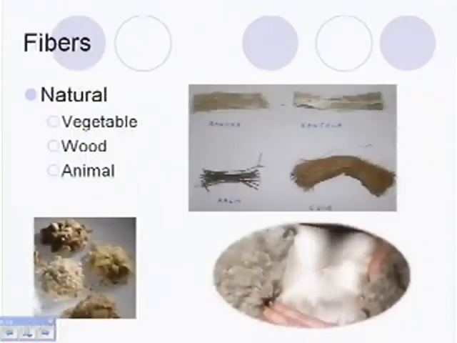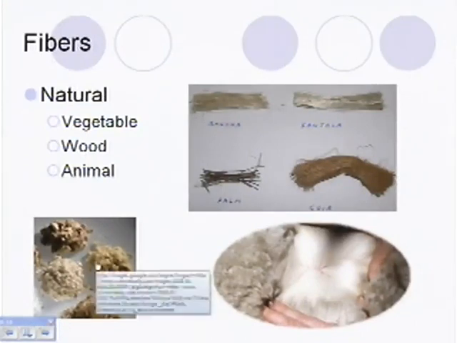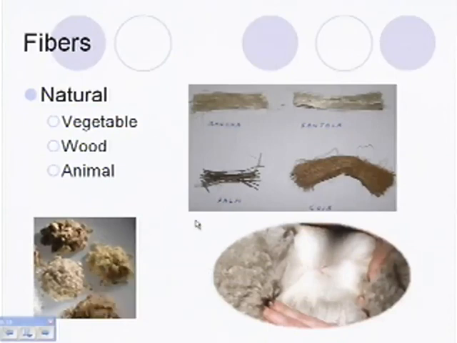There's many different fibers you can use to make a composite. There's natural fibers like vegetable, wood, and animal fibers. We can place sawdust into a resin, and that'll give it different characteristics. You can use fibers from plants or wool from animals. So those are natural fibers that you can place into composites.